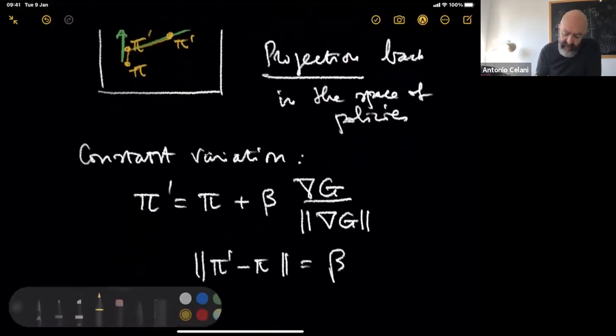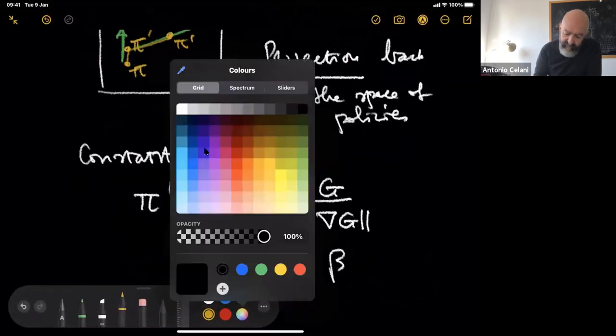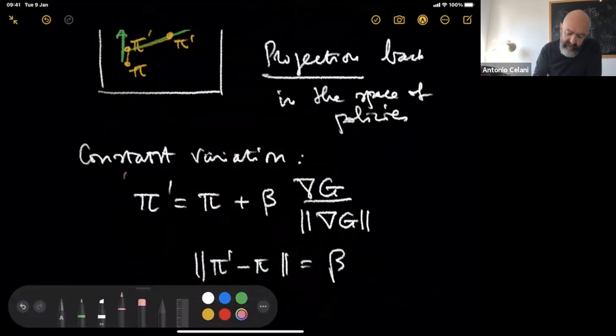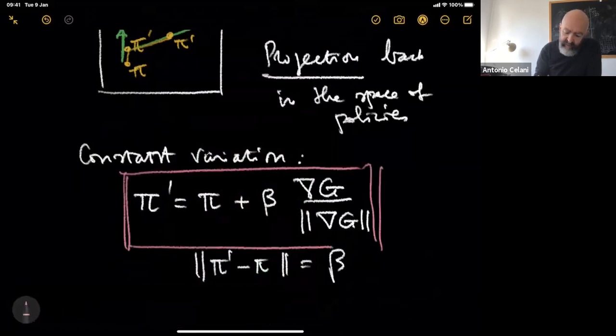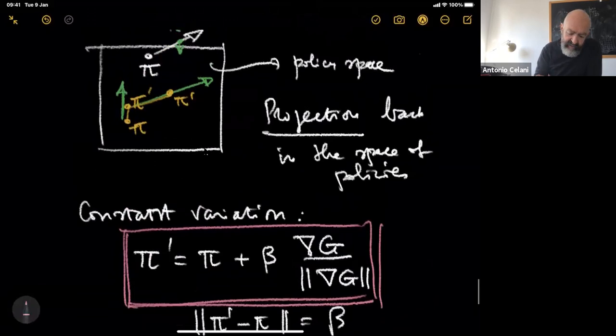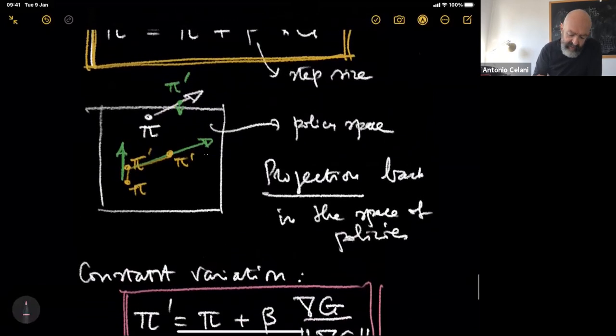What this other algorithm does is that it moves along the same directions. So it always starts from pi, and then it goes by the same length, always the same length. So all steps are of the same length. So it moves more uniformly in the space of policies, which is also a reasonable option.